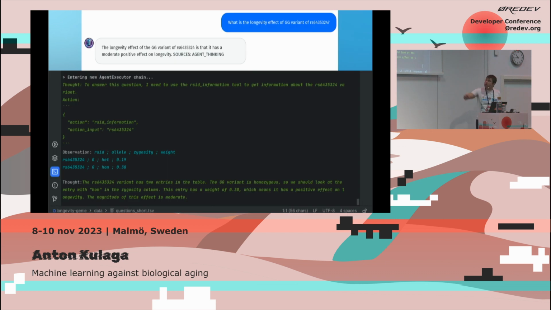And here is a log of how it worked. You can see that it asks what is the longevity effect of the GG variant, and in the log you see it's entering the agent chain, so it has a thought that to answer this question you need the RSID information tool. Then it generates JSON, and my app intercepts this JSON, which is technically the parameters of a function. As an observation, it gives results, and knowing the results, the LLM says, oh, the weights are pretty high, like 0.38, so it probably has a moderate longevity effect.